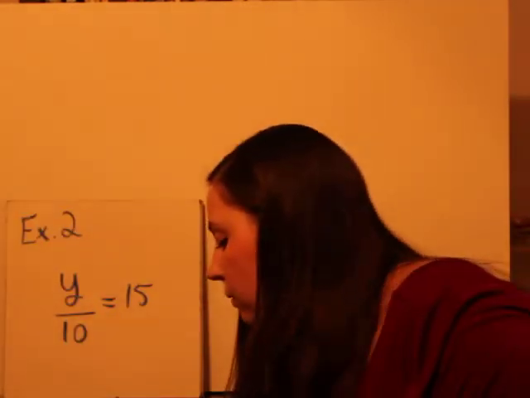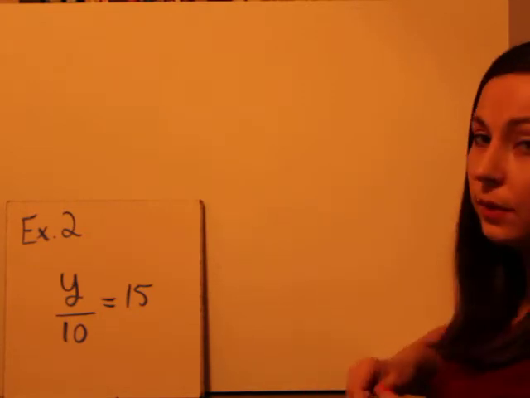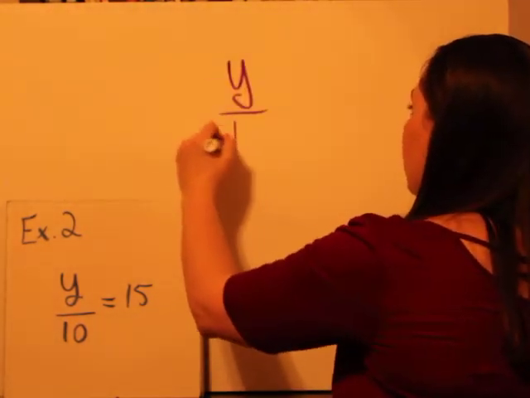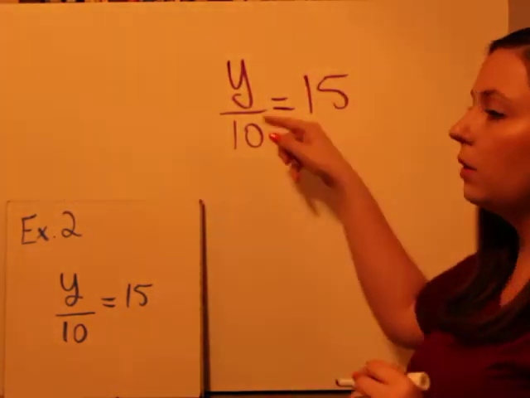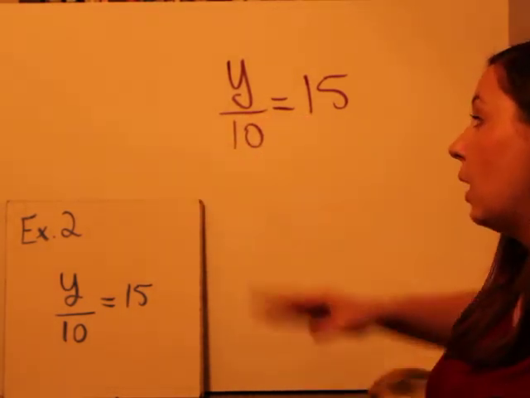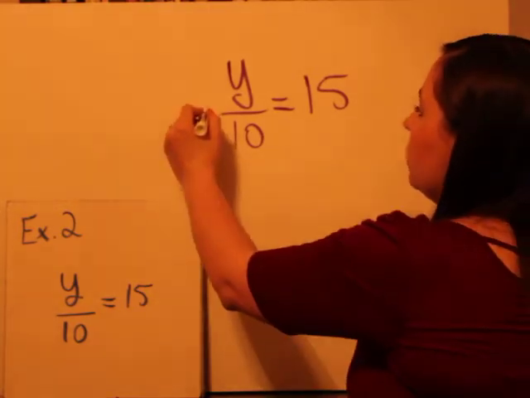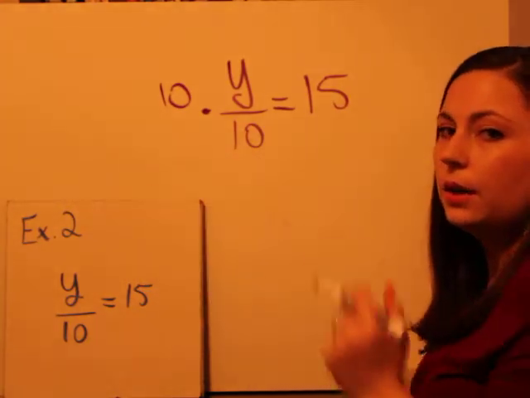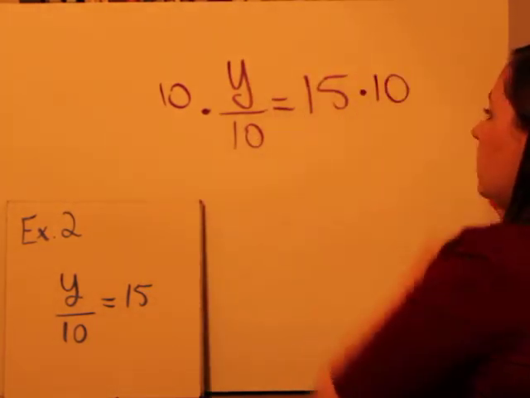Now we have our second example. Y divided by 10 equals 15. Here it's division. Remember, the fraction bar there means division. So how do we get rid of division? Through multiplication. So we're going to multiply by 10 on the left side. We also have to multiply by 10 on the right side.